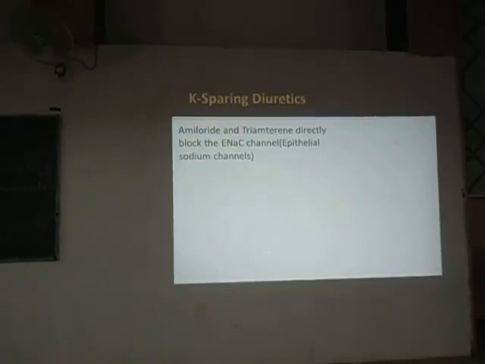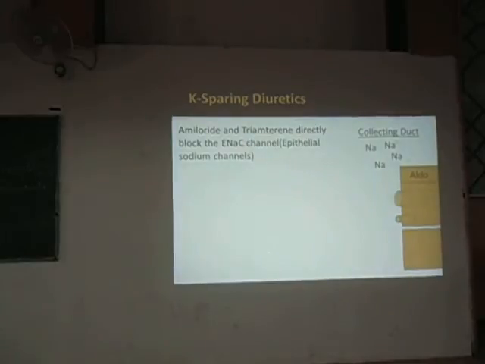So potassium sparing diuretics, amiloride and triamterene, okay, can directly block the epithelial sodium channels. Okay, these are the collecting ducts. Sodium is available there. We have aldosterone which can bring the sodium channels from inside the cell to outside the cell under the influence of AIPs. Okay. Now we have blocked this. We have blocked this using the potassium sparing diuretics or spironolactone. What can happen? It will get excreted.